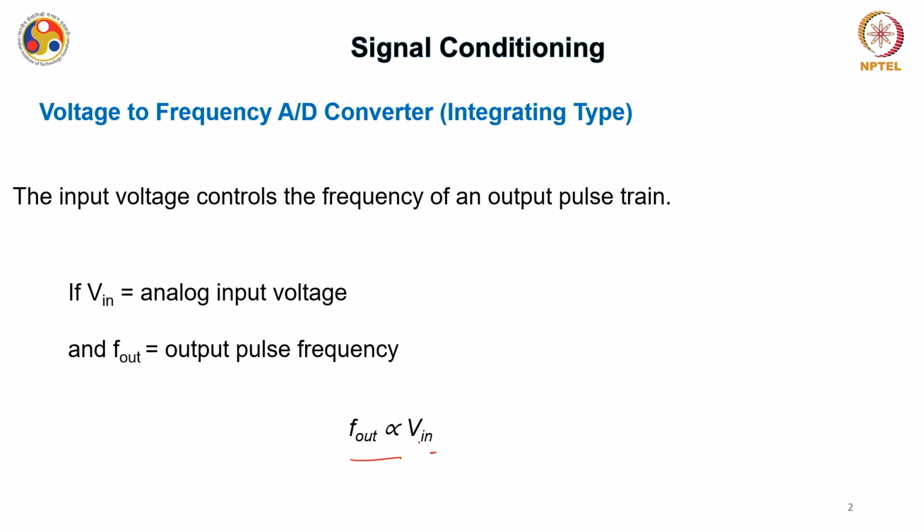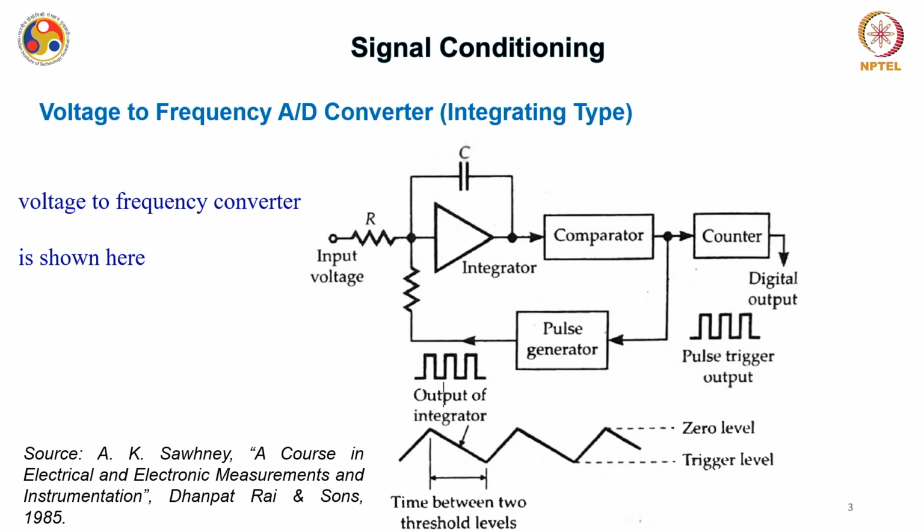It works on the same principle: the output frequency of a certain pulse is controlled by the input voltage. This is a typical voltage to frequency AD converter. If you see, it has an integrator, a comparator, a pulse generator and a counter to give the digital output. Now let us see its working in brief.